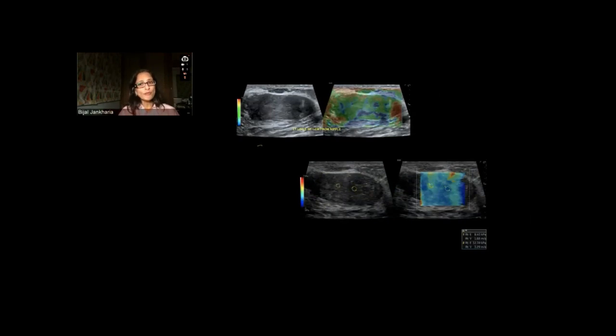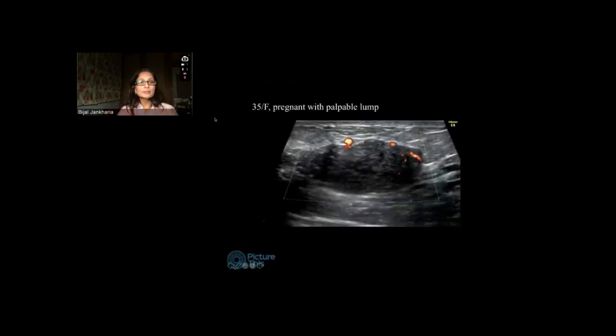It's pretty soft on elastography, and this turned out to be pseudoangiomatous stromal hyperplasia, which can look like this. So there is concordance. Once she biopsied it, there is concordance. We know that it's fine. It could be a benign lesion.